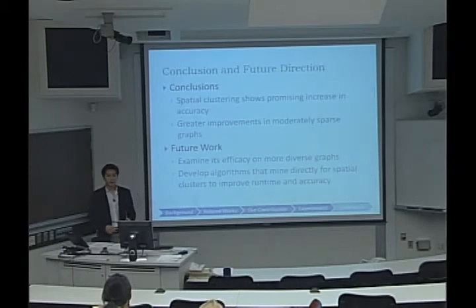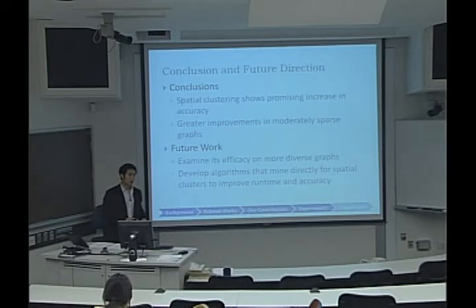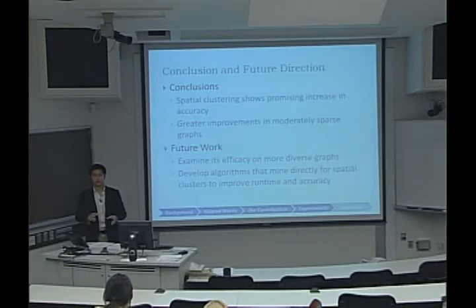So to close, we found that spatial clustering does show promise in terms of increased accuracy as a method for graph classification, and that spatial clustering yields greater improvements in moderately sparse graphs. In the future, I'd like to take a look at different characteristics of graphs in which spatial clustering might be more useful, particularly graphs that are more diverse, that is, graphs that have different internal structures that discriminate one another.